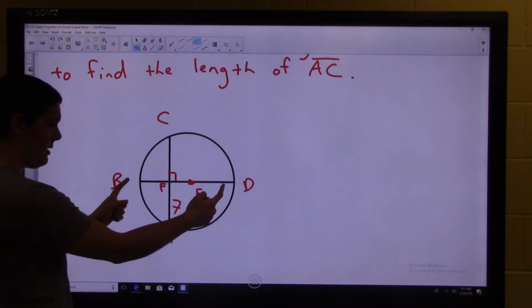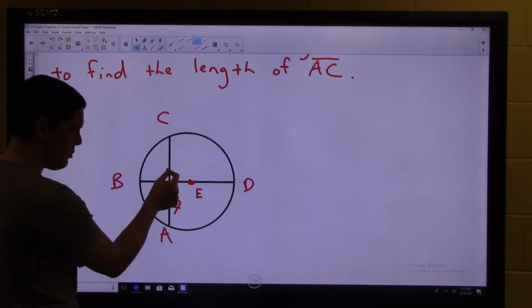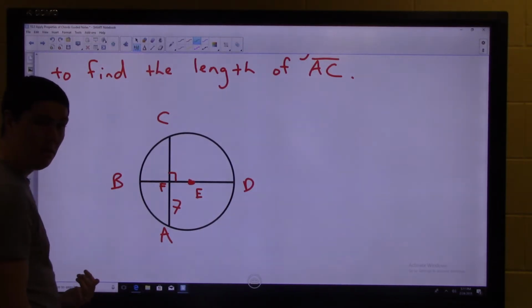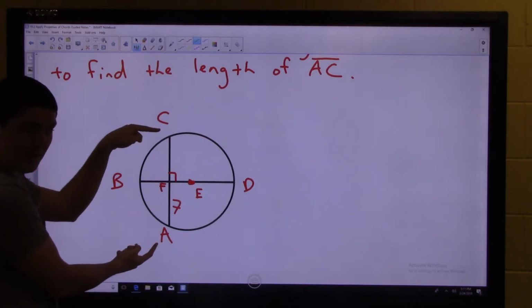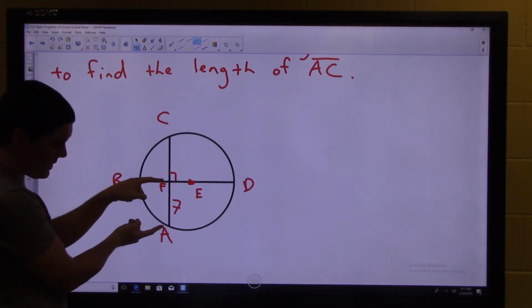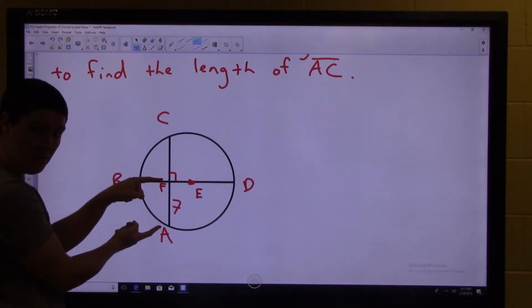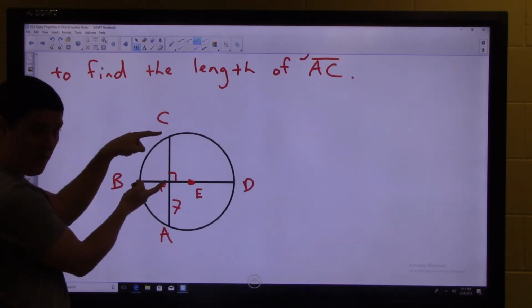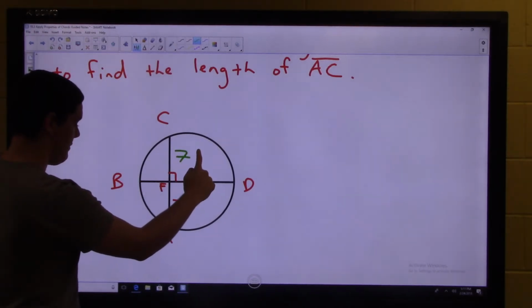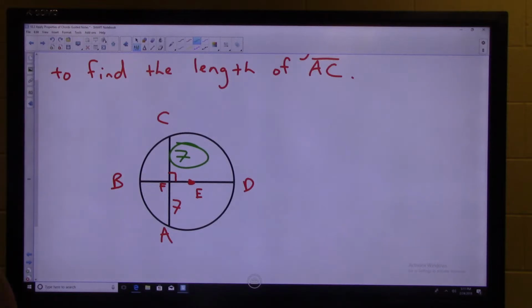Again, let me say this again. We've got a diameter here, and it's perpendicular to this chord AC. So that means it's going to bisect that chord. So if this guy's 7, bisect means cut into 2 equal parts. This guy would have to be 7. Done, answer. Circle it. That's it. Okay. There we go with that one.